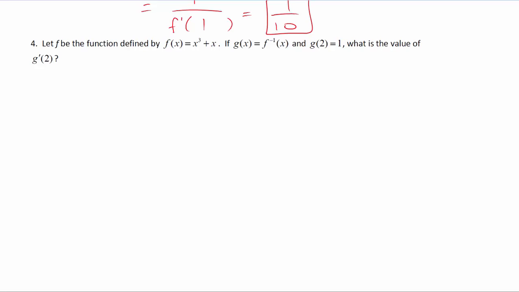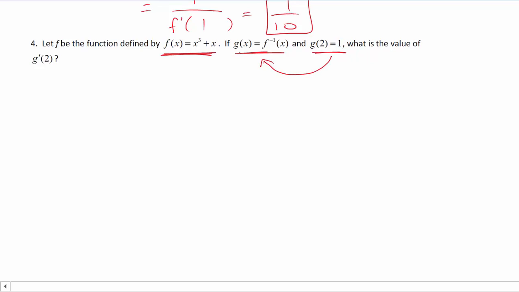So let f be the function defined by f of x equals x cubed plus x. g of x is the inverse of f. That's really important to understand. g is the inverse of f. So anytime I see g, I'm really just talking about the inverse function. And we know g of 2 equals 1. Immediately, because they gave us this function, f of x equals x cubed plus x, and this tells me a point on g, instead I'm going to use this and rewrite it using this.